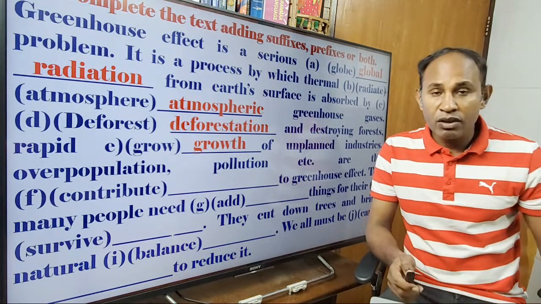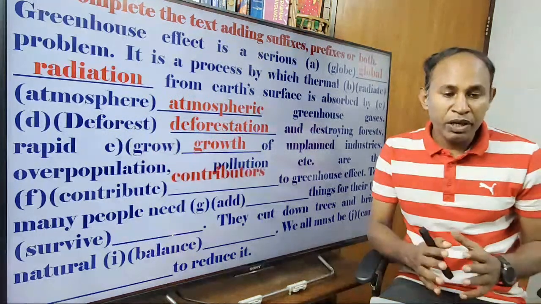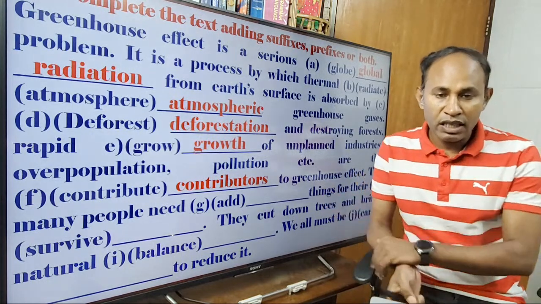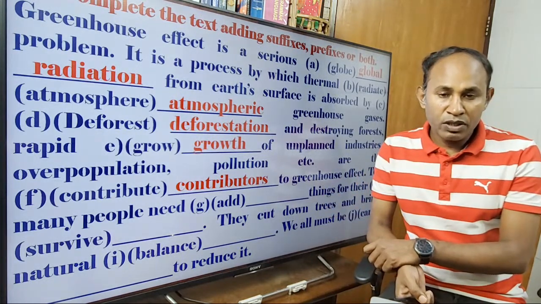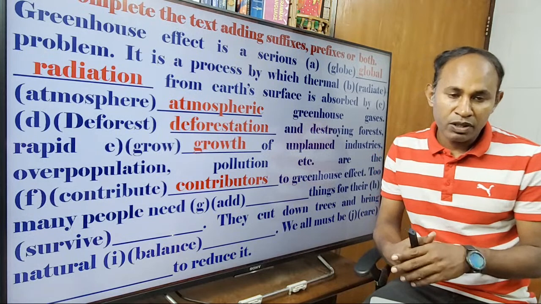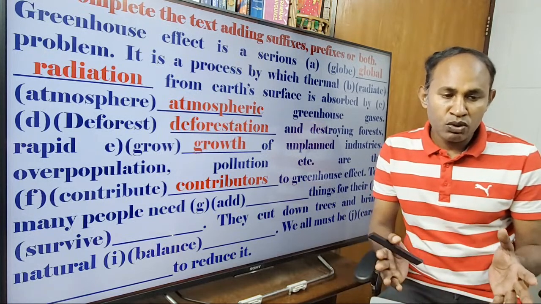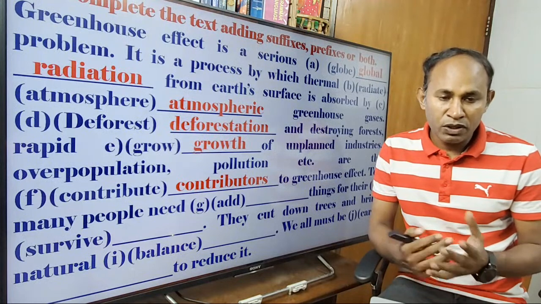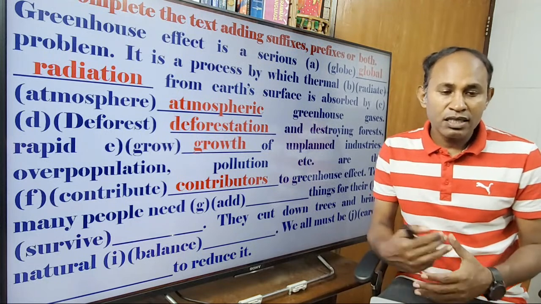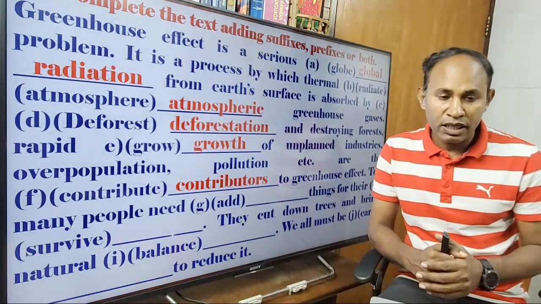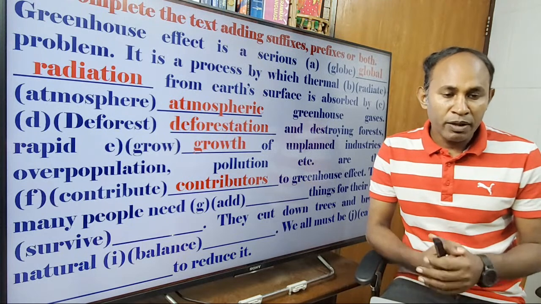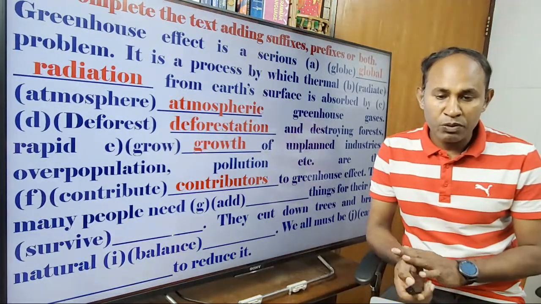So the answer will be contributors. Those are the contributors to greenhouse effect. If you just write down contribution, then your answer will not be correct. So be careful about it. Contributors, those who, the things that contribute. That is called contributor. Probably you can understand. So unplanted industries, overgrowth of population, pollution and so on work as contributors to the greenhouse effect. These things contribute a lot to the greenhouse effect. That's why they are called contributors. Probably you can understand contributors to greenhouse effect. Too many people need add for the word comes from additional, right?